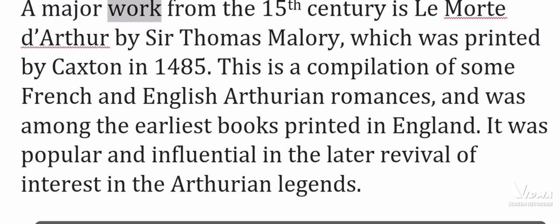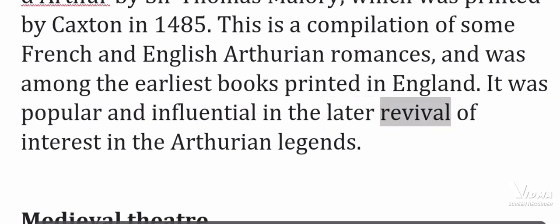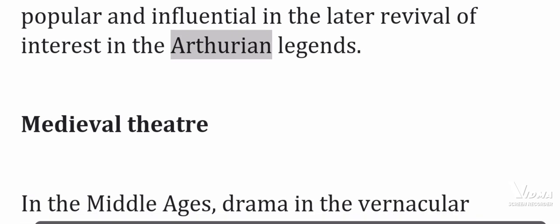A major work from the 15th century is Le Morte d'Arthur by Sir Thomas Malory, which was printed by Caxton in 1485. This is a compilation of some French and English Arthurian romances, and was among the earliest books printed in England. It was popular and influential in the later revival of interest in the Arthurian legends.